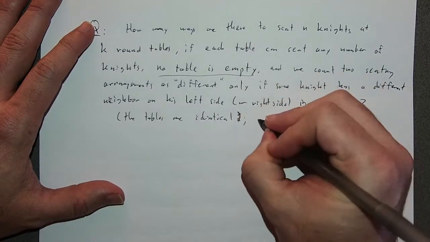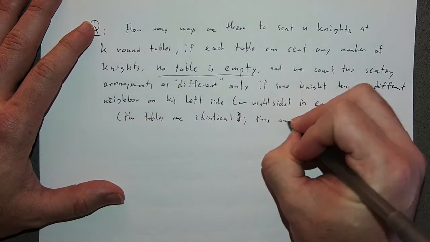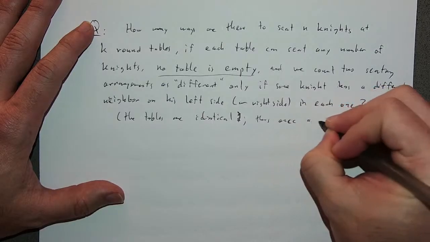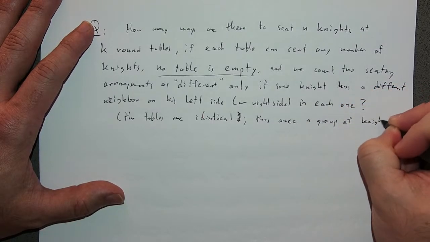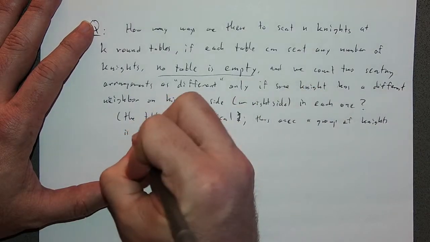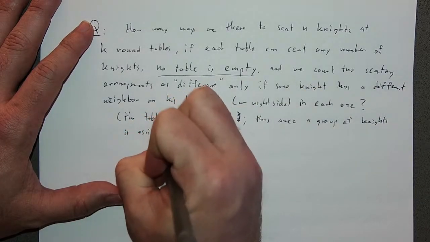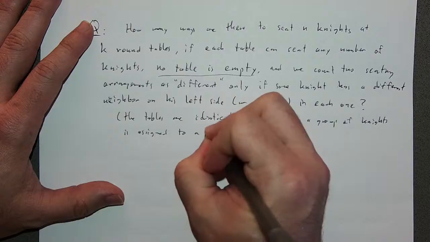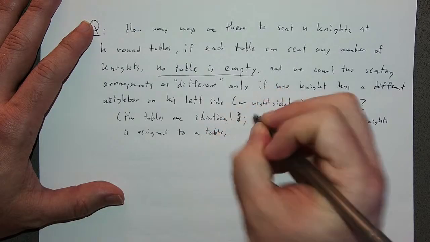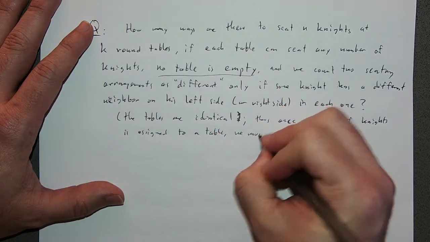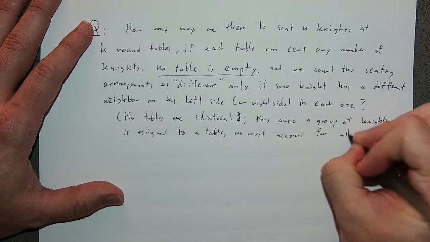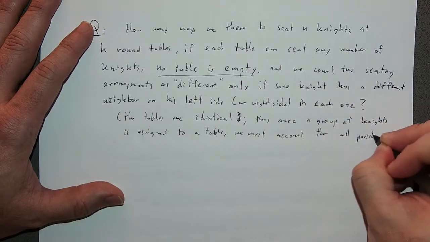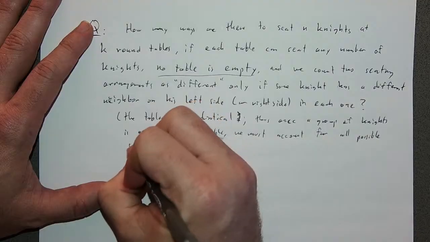So the tables are identical, thus once a group of knights is assigned to a table, we must account for all possible seating arrangements there.